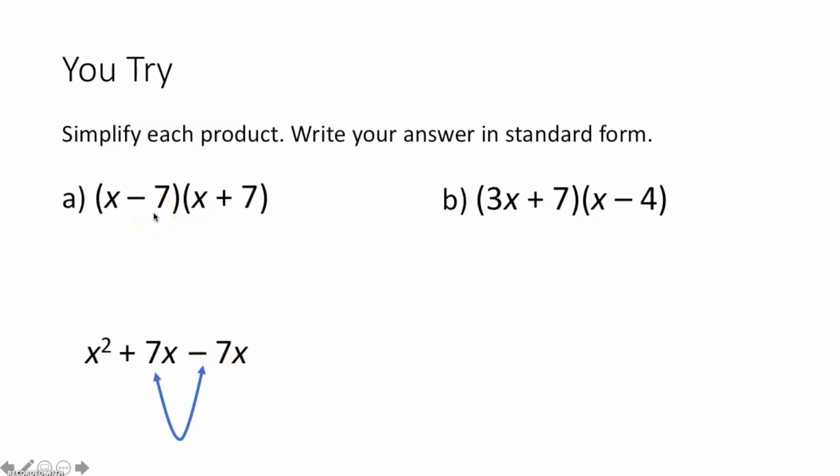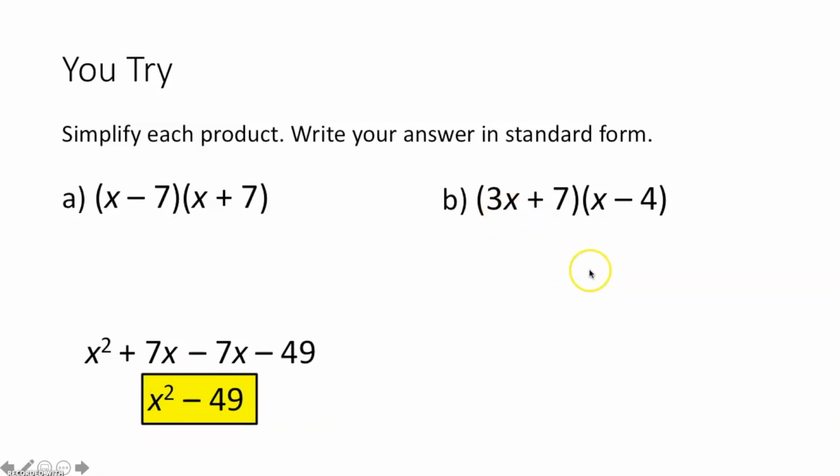And then what's our last terms multiplied together? Negative 7 times 7, negative 49. Now we combine like terms, positive 7x minus 7x, those actually cancel each other out, and we're left with x squared minus 49. Okay, this is actually a difference of squares. We'll talk about this more in the next section.